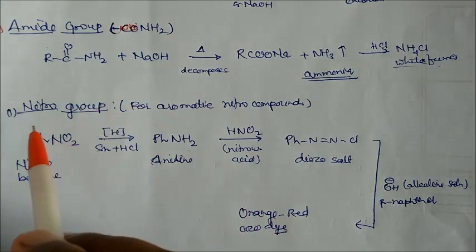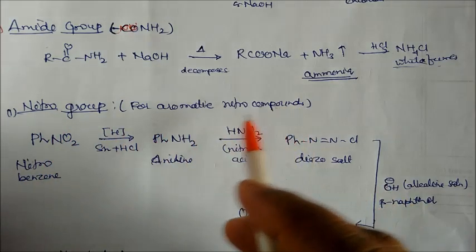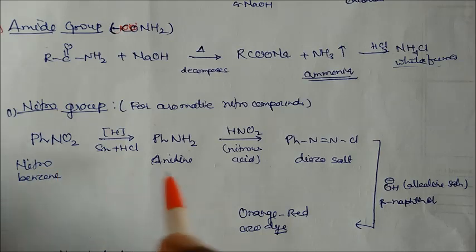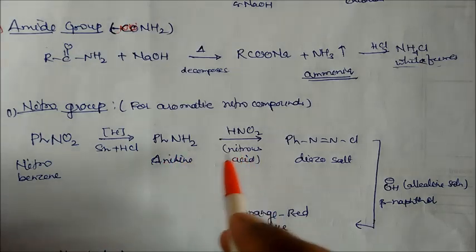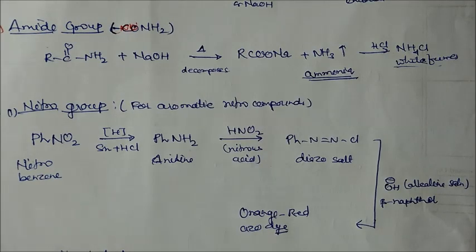Next compound is our nitro group. So nitro group means we are taking an aromatic nitro compound. The aromatic nitro compound is first reduced into aniline. So this is nitrobenzene. On giving tin plus HCl, it is converted to aromatic amines. Again, we can react aromatic amines with nitrous acid, and we can make dye. So if this compound is giving dye, this means the compound contains nitro group.